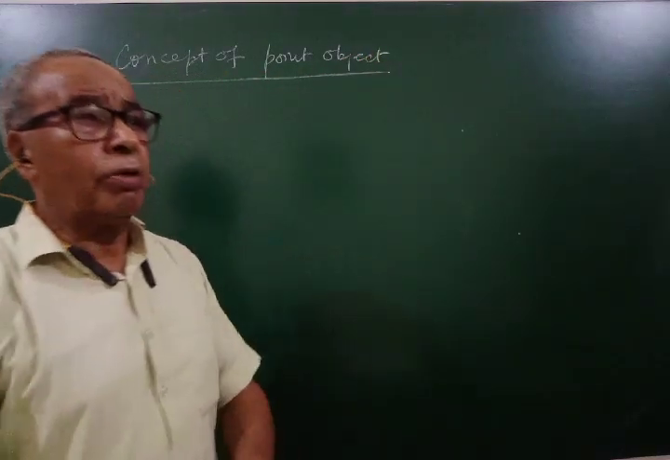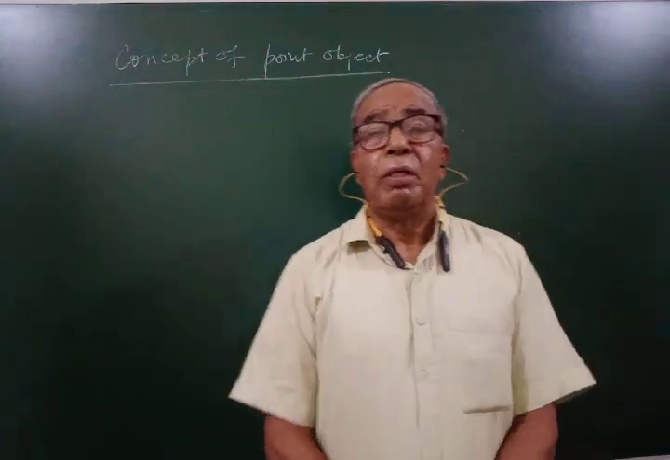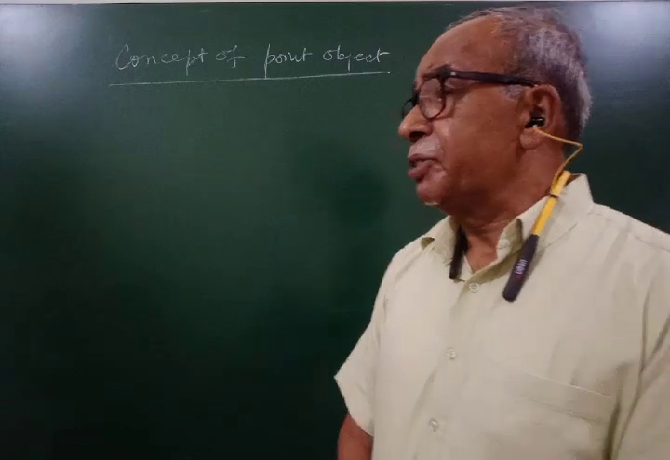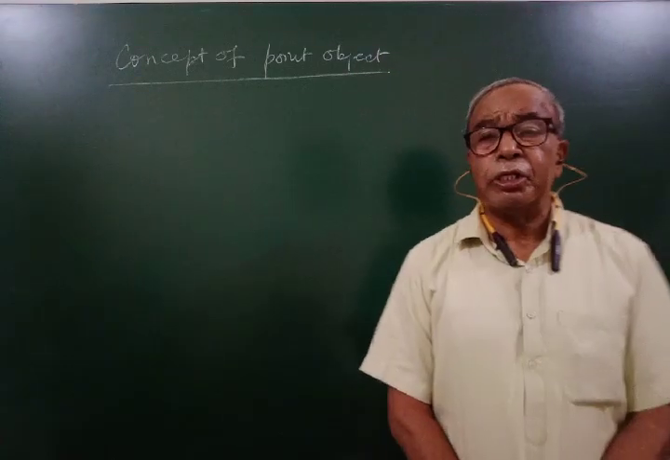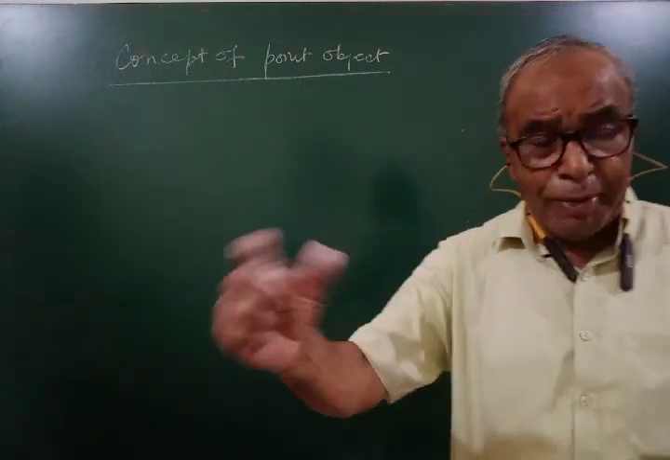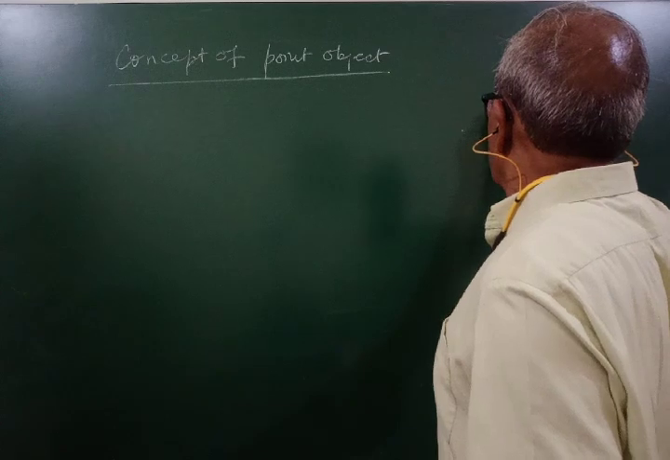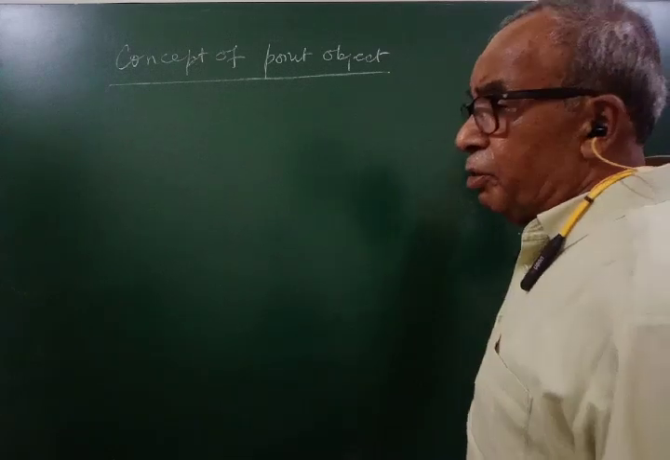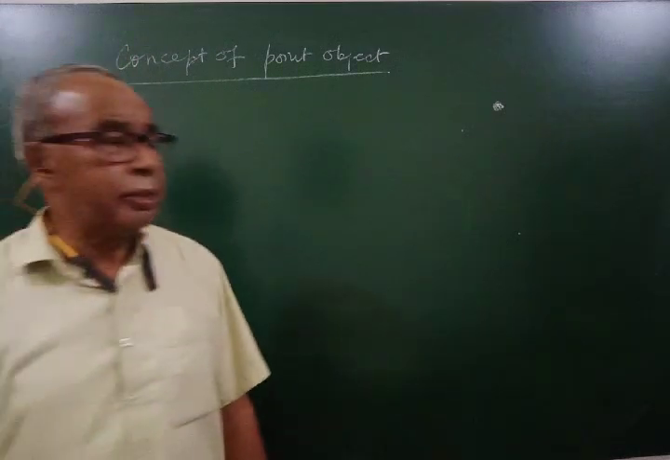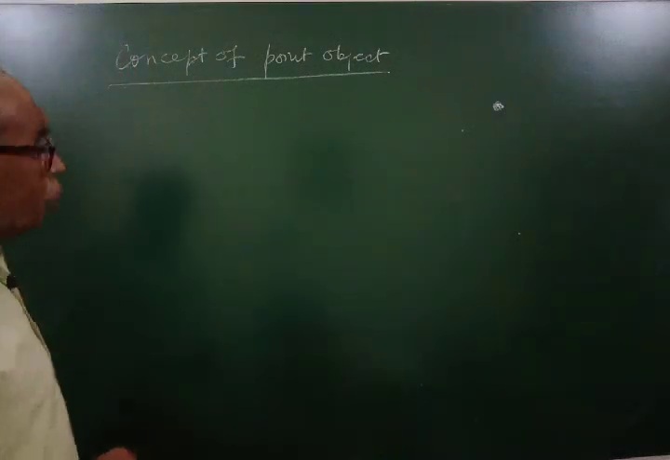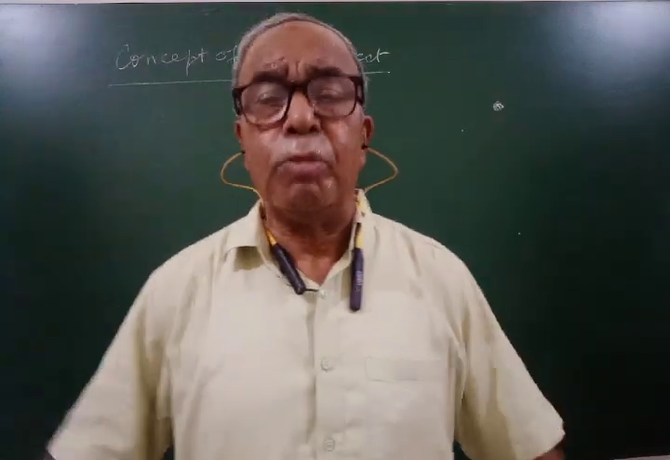In general, if we define what a point is, a point is dimensionless, no length, no breadth, no height. This is a concept only. Point itself is a concept. I mark here a point like this. Sometimes we make it bigger, but we treat a point as having no width, no breadth, no height. Then what is a point object? An object may be very big or may be small.